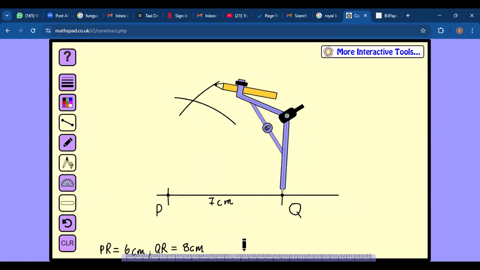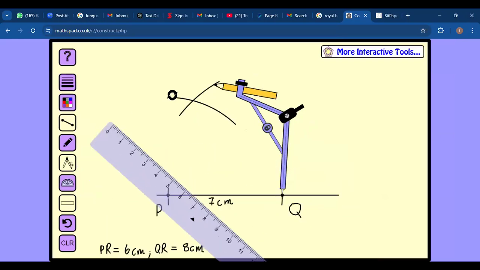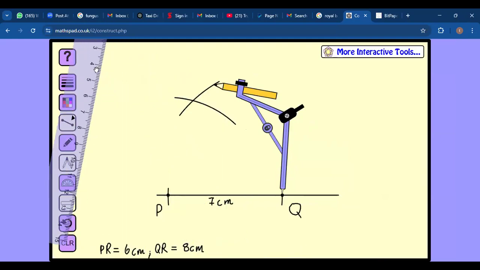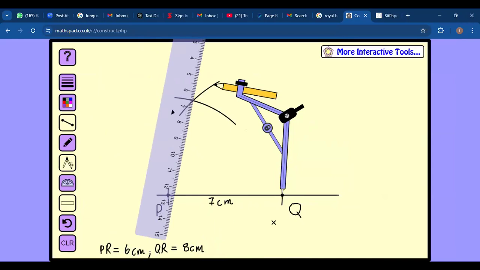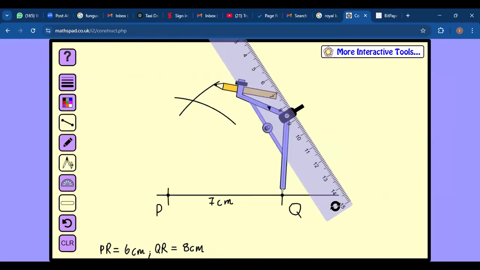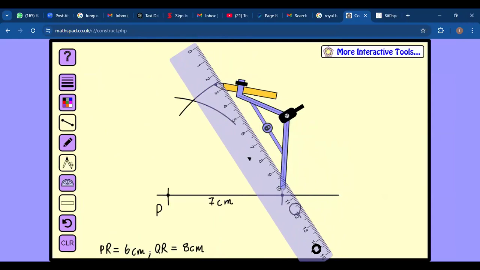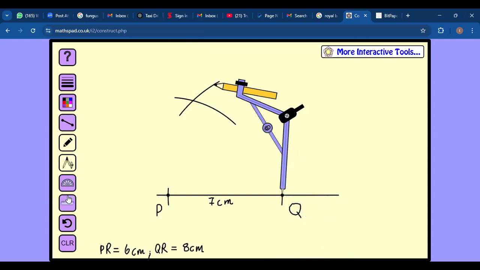So I'm going to take my ruler. Where's my ruler? There it is. I'm going to draw a line from here to here. I'm also going to draw a line from here to there, because what shape am I trying to form again? A triangle. Let's go ahead and do that.